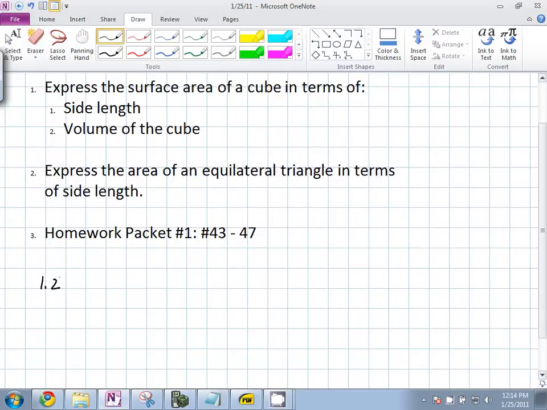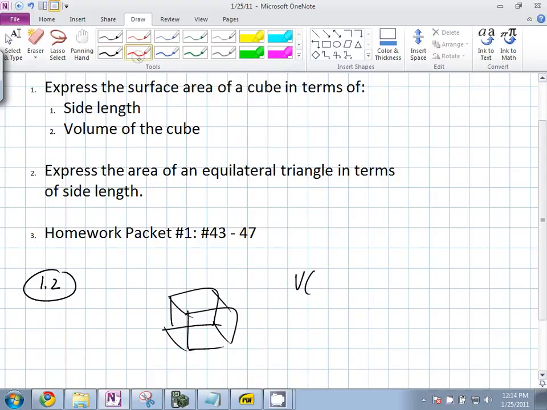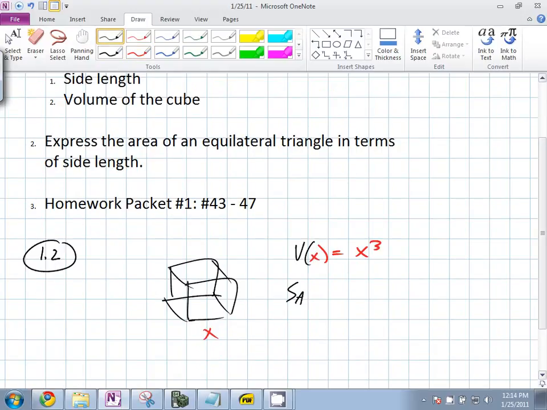One, two. Volume of the cube. Express the surface area of a cube in terms of the volume of a cube. So here is a cube. What's the volume of a cube, if x is the side length? x cubed. Okay. What's the surface area of a cube in terms of x? 6x squared. There's 6 sides, and each side has an area of x squared.